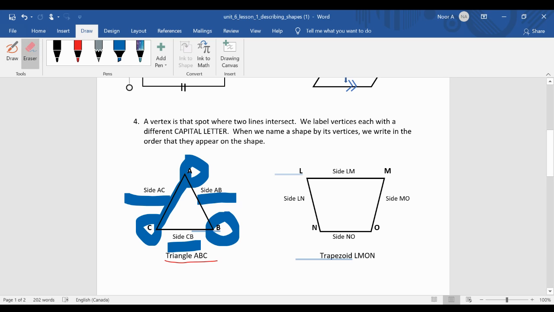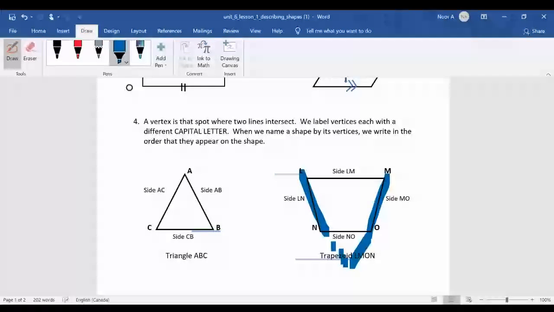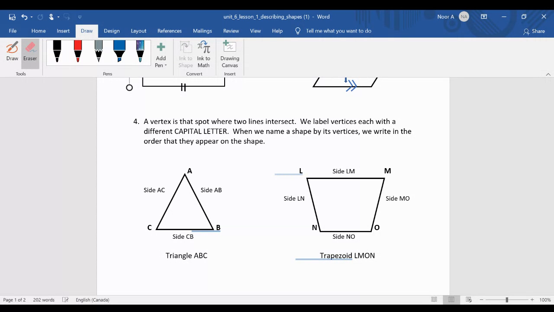Okay, so we're back. We talked about the vertex. Now we're going to talk about the lines as well. In here, this shape is not... if you look at the LM line and MO line, these are not parallel. You can see they're going into what we almost call a V shape, so they're going to be meeting somewhere. If they meet, then they are not parallel lines.